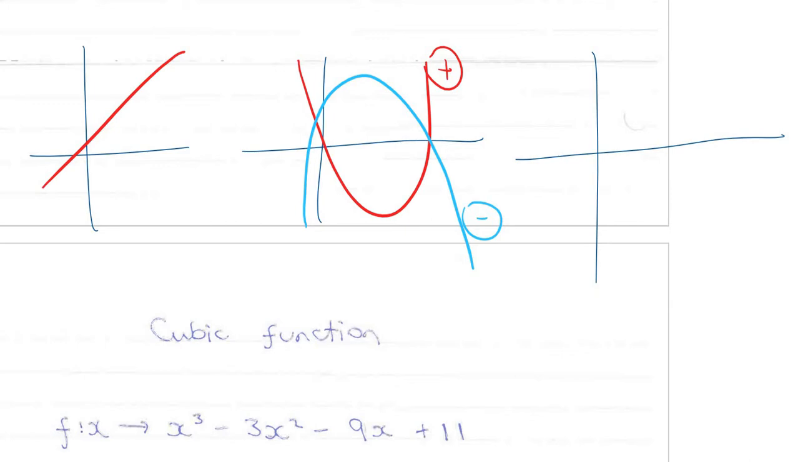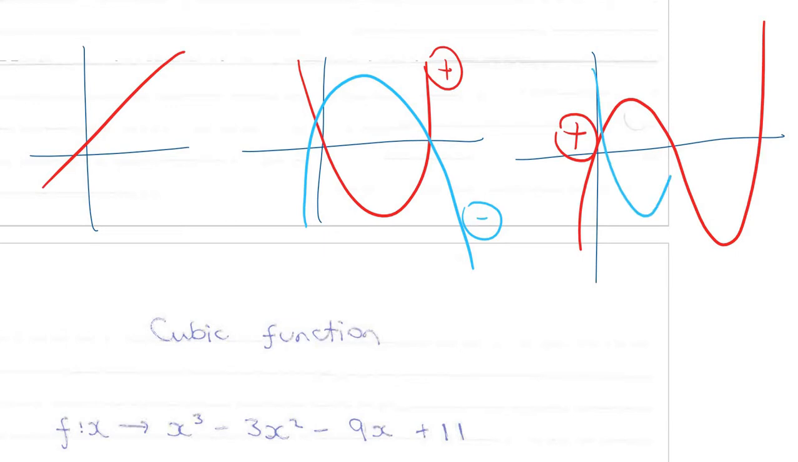Now for the last one, which is the cubic, it goes like that. So here the highest power of x will be 3, and it will be positive if it goes like that, and if it's a negative coefficient of x, it will go something like that.